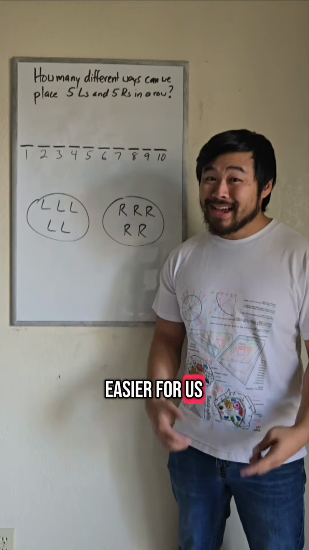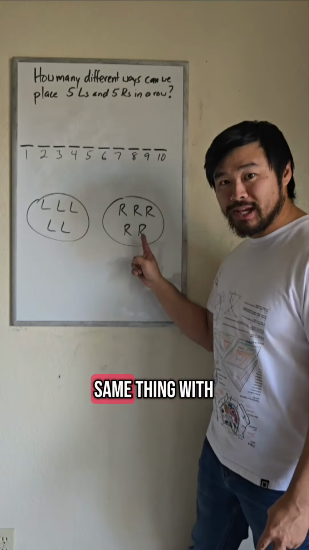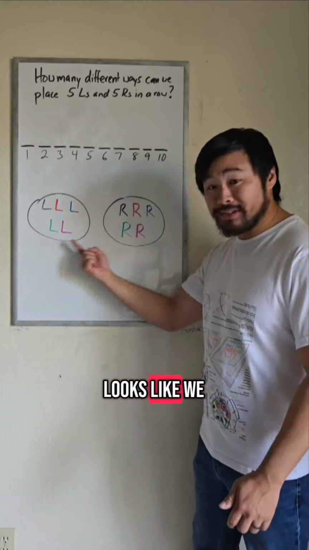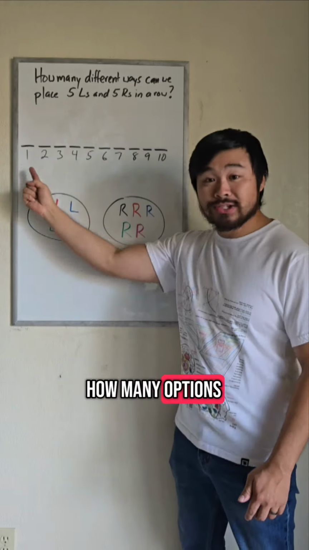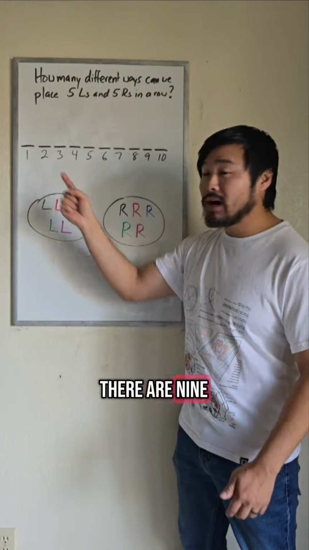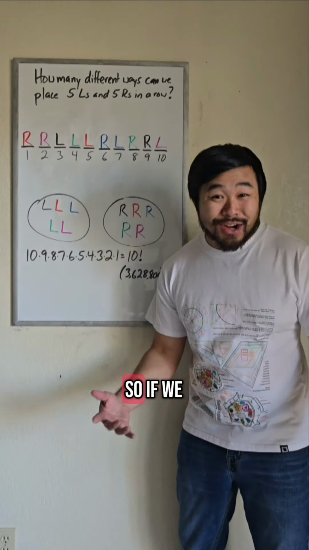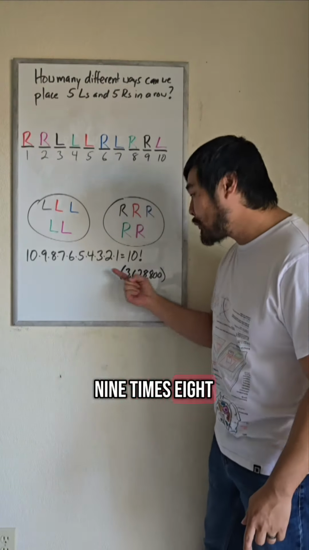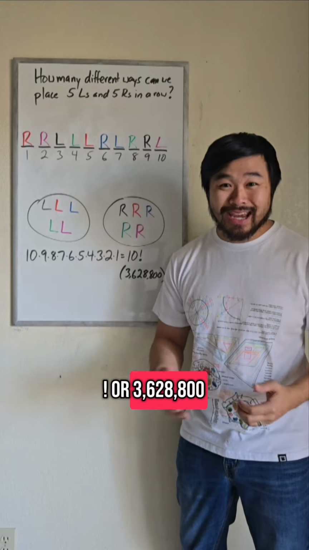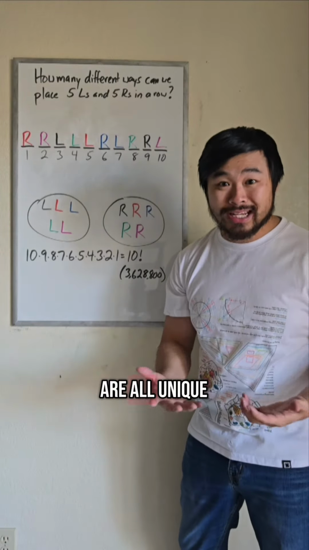To make this easier for us, I'm going to make sure that all of these lefts are distinguishable from each other, and I'm going to do the same thing with the rights. So I'm going to write them in a different color. So now it looks like we have 10 unique elements. How many options are there for the first position? 10. Then after one element is placed, there are 9 options for the second position, 8 options for the third position, and so forth. So if we multiply 10 times 9 times 8 all the way down to 1, we get 10 factorial, or 3,628,800.